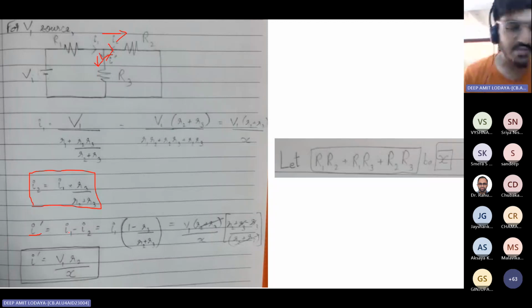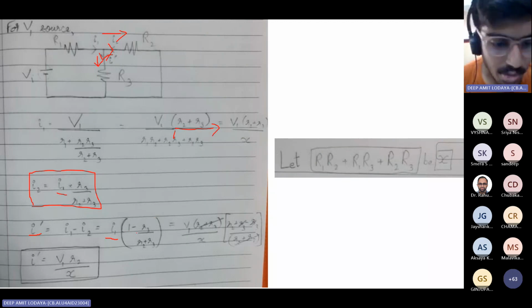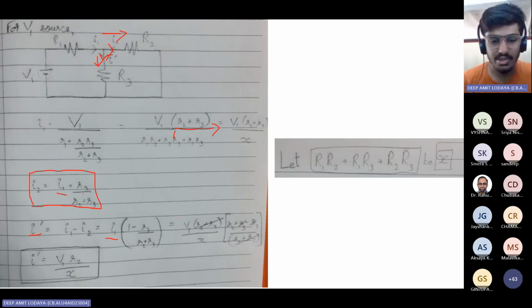While subtracting, we can take this I1 common. So it is nothing but I1 times (1 minus R3 by R2 plus R3). When we solve this, R2 plus R3 is cancelled, and we'll have nothing but V1 R2 by X over here.